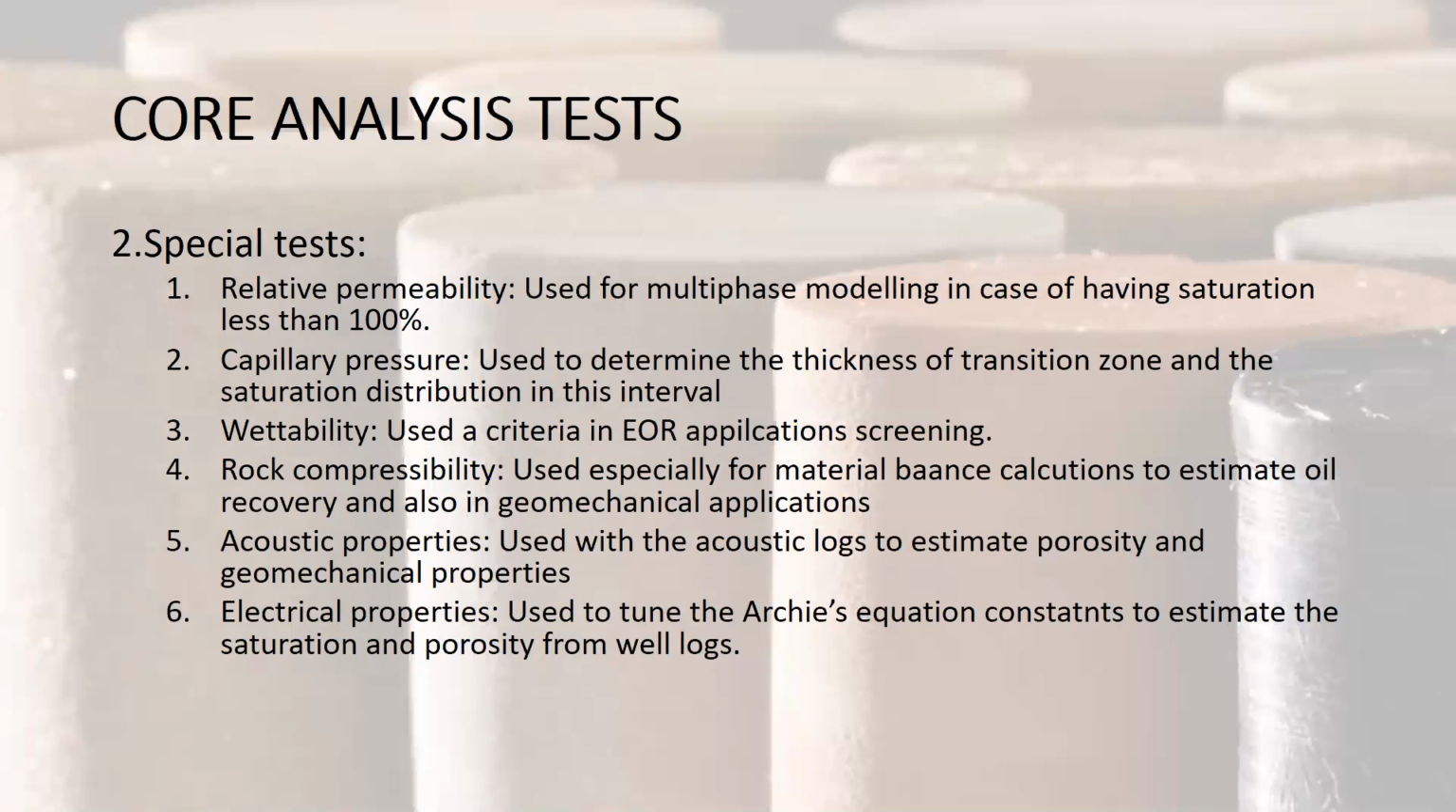The electrical properties are mainly used to tune the Archie equation parameters. As we mentioned, we have three constants in the Archie equation. Okay, so we are using the electrical properties measurement on the core sample to tune the Archie equation parameters or constants, the A, M, N, to correlate or to match the well logs results and the core analysis results. Okay.